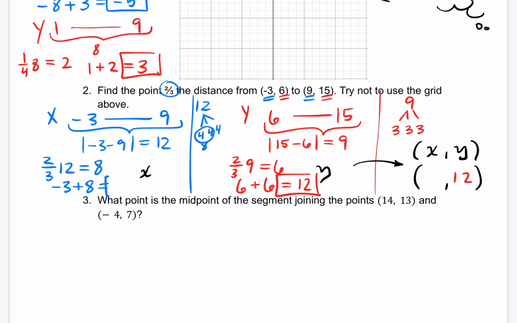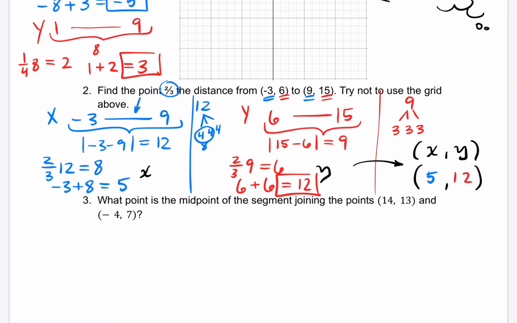But this goes to show I knew my answer was wrong. When I got 11, I knew it was wrong because it's not between -3 and 9. It's actually a good example of that. So now, when I go back, I know this should actually be 5, right? -3 plus 8 should be 5. So 5 should go here.